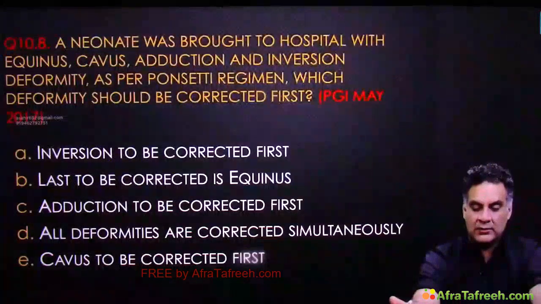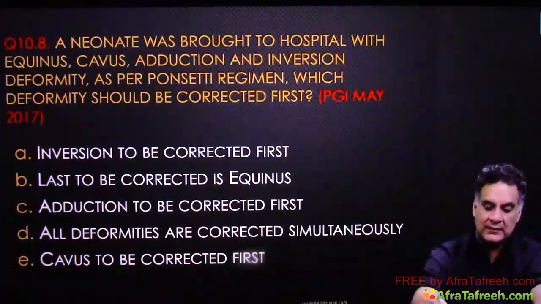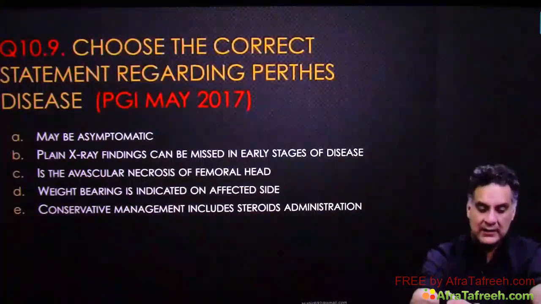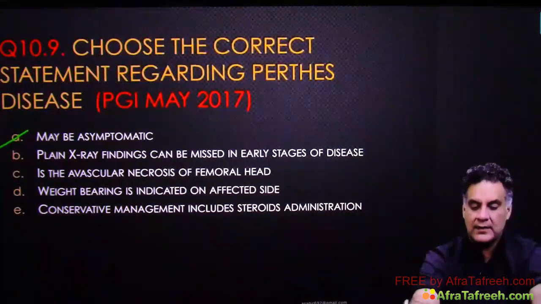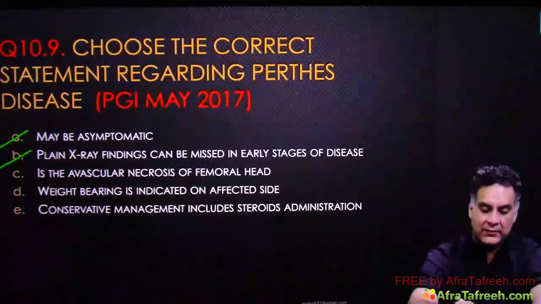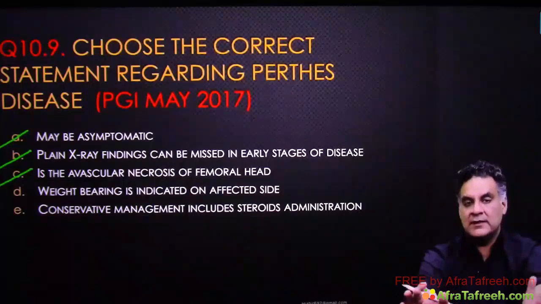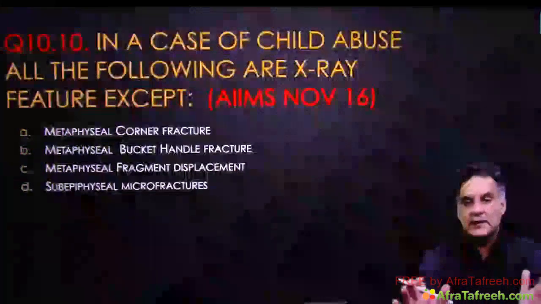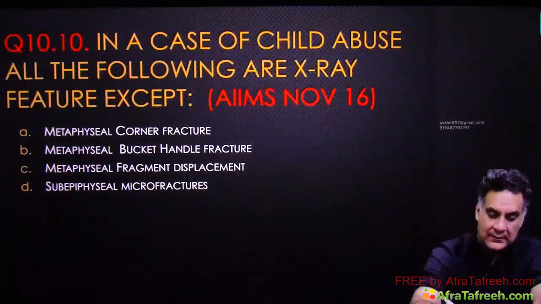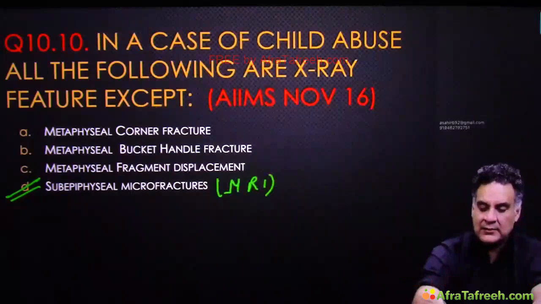A neonate was brought to the hospital. Which deformity should be corrected first? Cavus, mnemonic is CAVE. Choose the correct statement regarding Perthes. It may be asymptomatic, true. Plain X-ray findings can be missed in early stage, true. Avascular necrosis of femoral head, true. Weight bearing is indicated, no. Conservative management with steroids, no. In a case of child abuse, the following are the X-ray findings except subepiphyseal microfractures, which are an MRI finding, so they can't be seen on X-rays.